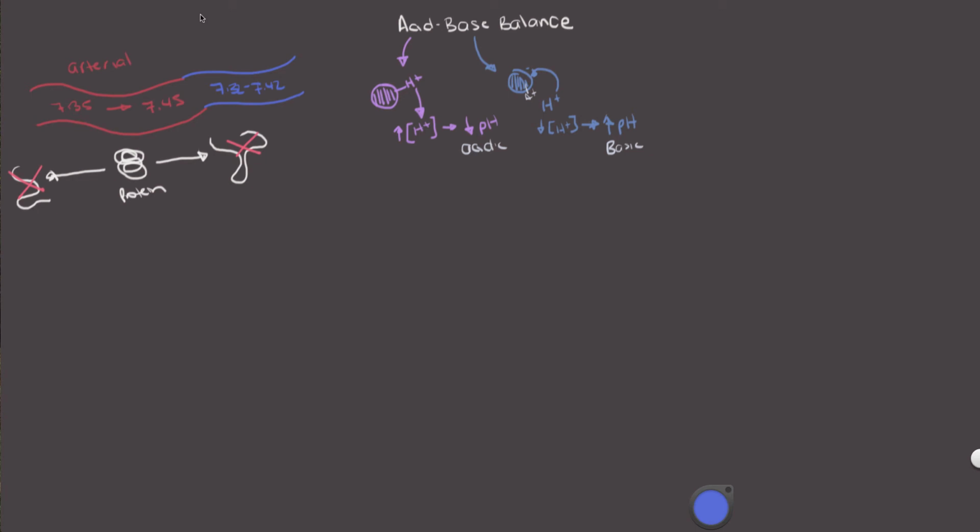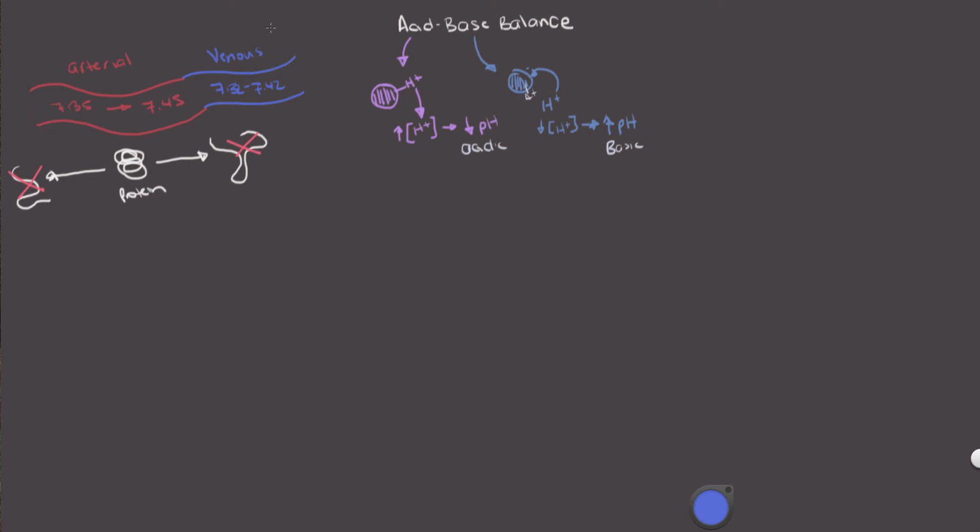Our intracellular fluid and our intracerebral fluid also have a lower pH. A lot of this is due to an increase in CO2 levels in these solutions. But mainly what we're looking at is arterial pH, and the values that we're most concerned about is 7.35 to 7.45.